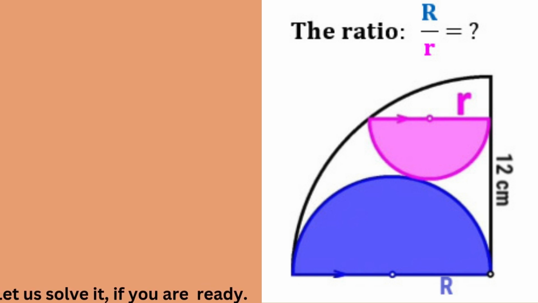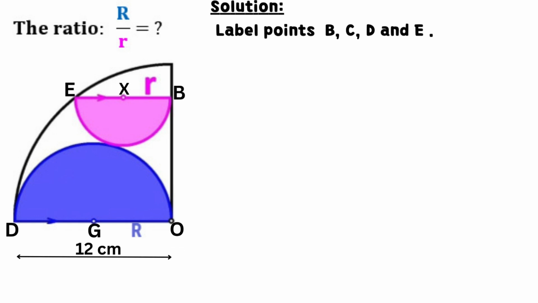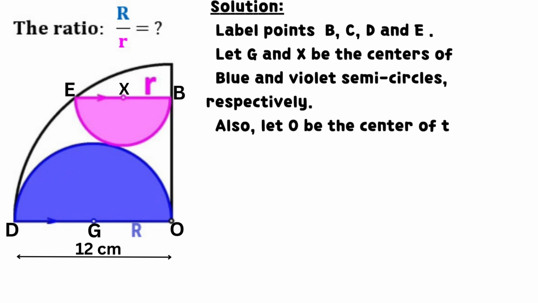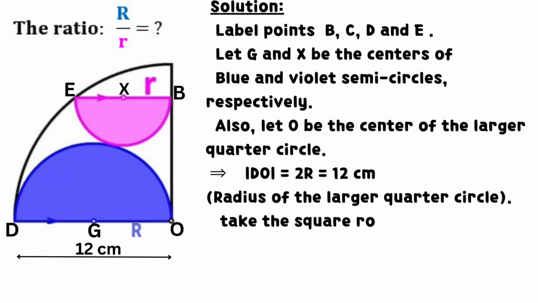Find the value of the required ratio shown on the screen. Label points B, C, D, and E. Let G and X be the centers of blue and violet semicircles, respectively. Also, let O be the center of the larger quarter circle.